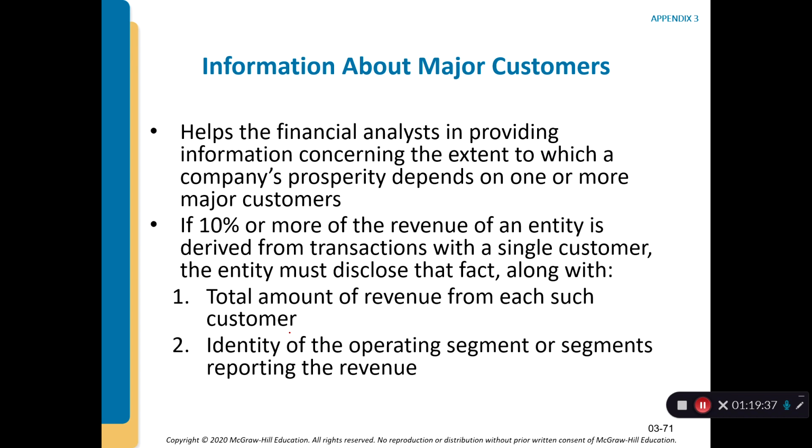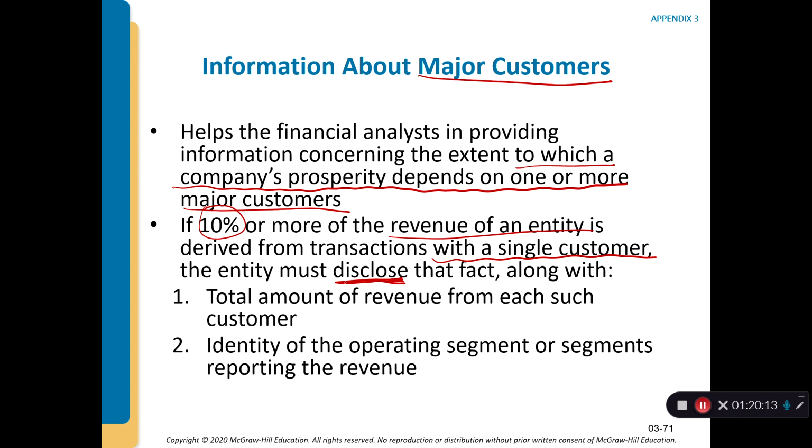Another important thing is how you report major customers. Financial analysts are extremely interested in information concerning the extent to which a company's prosperity is tied up in one or more major customers. If 10% or more of the revenue of an entity is derived from transactions with a single customer, the entity must disclose this fact to outsiders, because it's quite risky: if this major customer leaves you, you're going to lose at least 10% of your revenue. That's scary. Therefore, the company needs to disclose that, along with information about the total amount of revenue from each such customer, and also identify the operating segment reporting the revenue.